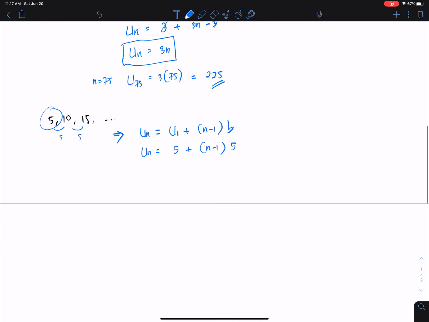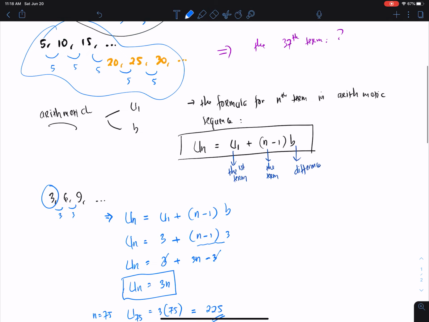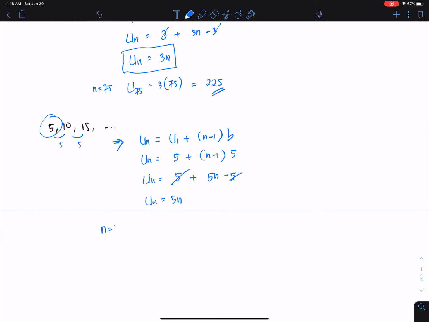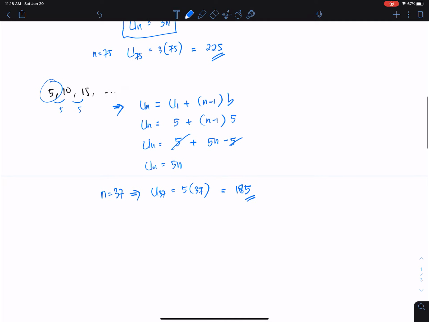So we have 5 plus 5 times n minus 5, and over here we can cancel, then we get un is 5n. If we request the 37th term, it means for n equal to 37, so u37 will be 5 times 37, so we got 185. Please check my calculations whether it is correct or not.